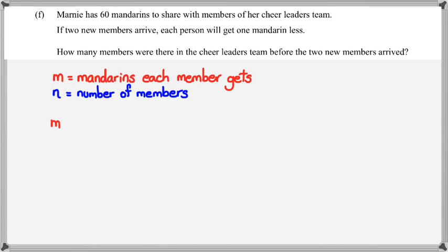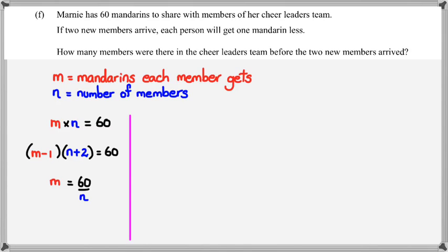So from here, I know that M, the number of mandarins each member gets, multiplied by the number of members, equals 60. Now, the 60 mandarins is still going to be the same. However, if 2 new members arrive, each person will get 1 mandarin less. Which means if 2 new people arrive, we can write this as n plus 2. And the number of mandarins each member gets decreases by 1, so that'll be m minus 1. And this equals 60. Okay, so from here, we can write m is equal to 60 divided by n. That's from the first equation. And now it's just a matter of substituting. So instead of m I'm going to replace it with 60 divided by n, minus 1, multiplied by n plus 2 equals 60.